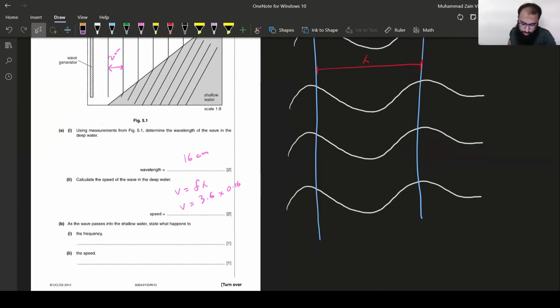Okay, so the next part, the last part: as the wave passes into the shallow water, state what happens to number one, the frequency, and number two, the speed. And this is a very important part. Most people, or at least when I was doing my A levels, didn't know about this.